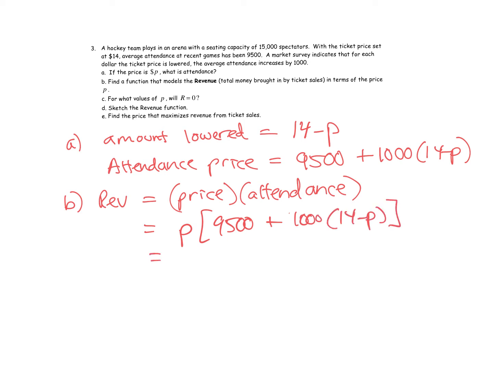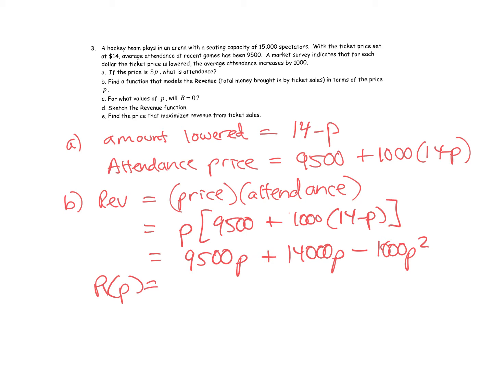All right, and let's just FOIL this out. We get 9,500 P plus 14,000 P minus, so 1,000 P times P, so minus 1,000 P squared. So putting this together, our revenue in terms of P is equal to negative 1,000 P squared plus 23,500 P.